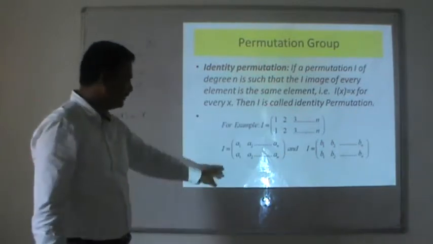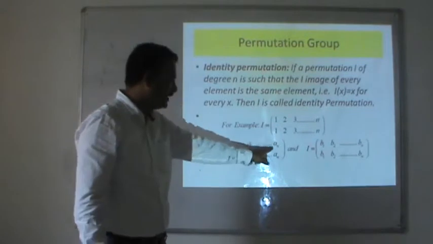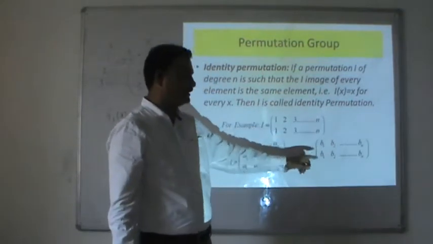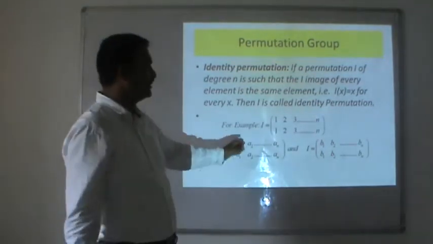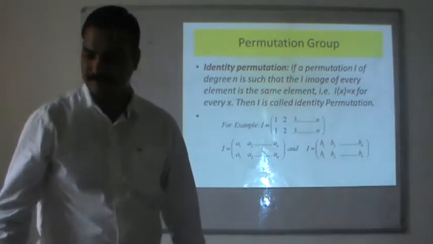Similarly, we have one more example of an identity permutation where the domain and range elements are identical. Like in I, we have b1, b2, bn as domain elements, and the same elements we observe in the range set also. So this type of permutation is known as an identity permutation.